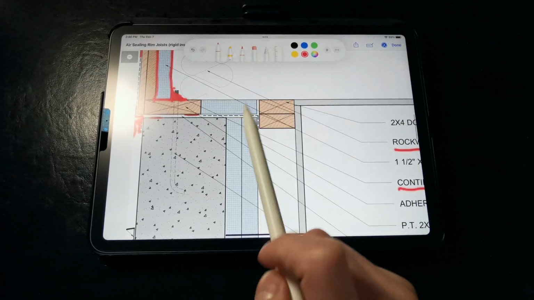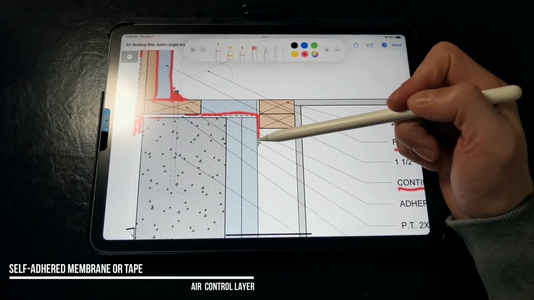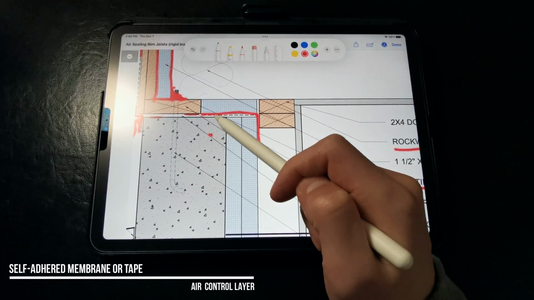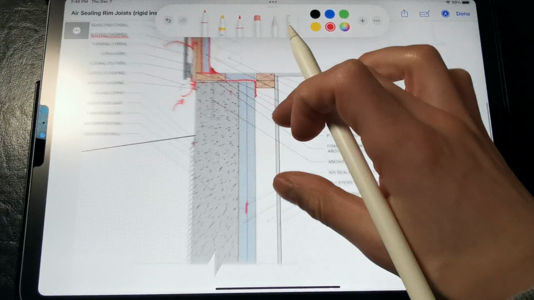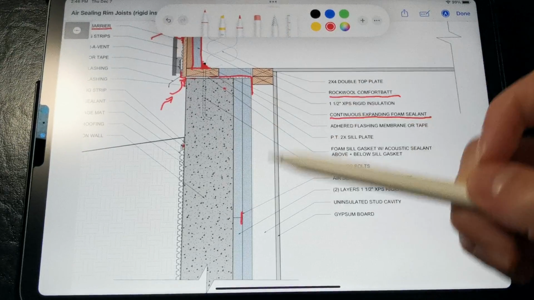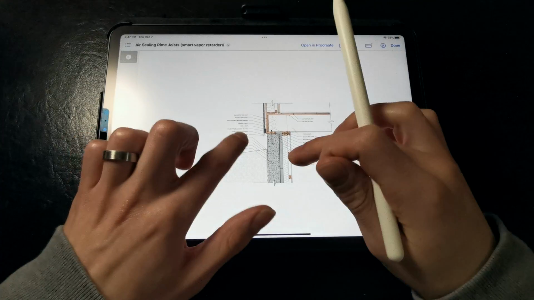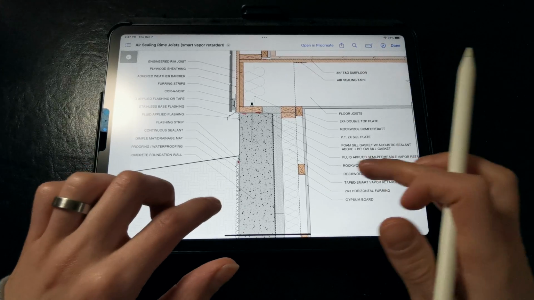On the opposite side of the foundation wall, we're calling out an adhered flashing membrane or air sealing tape over the layers of rigid foam insulation and connecting it to the top of the concrete foundation wall. And then all of the joints of the insulation boards are sealed with air sealing tape. So wherever we see seams, we want to tape it so that air can't leak in and condense on this cold foundation wall.